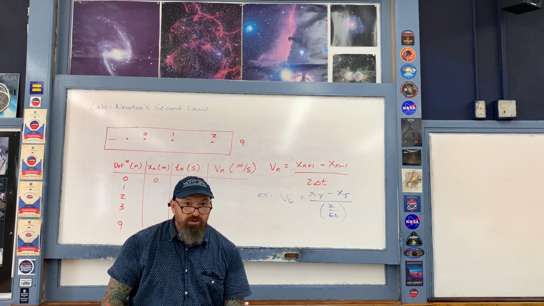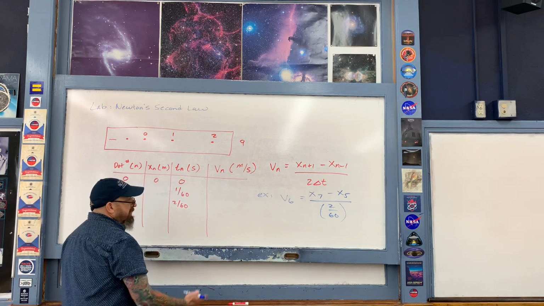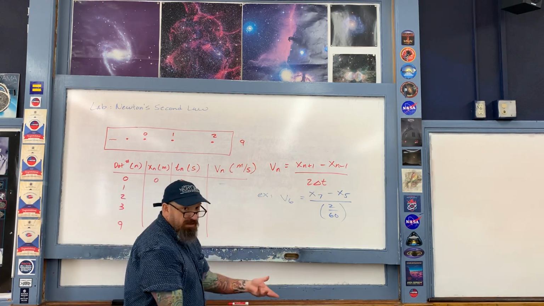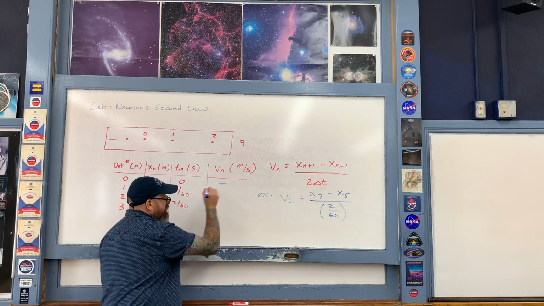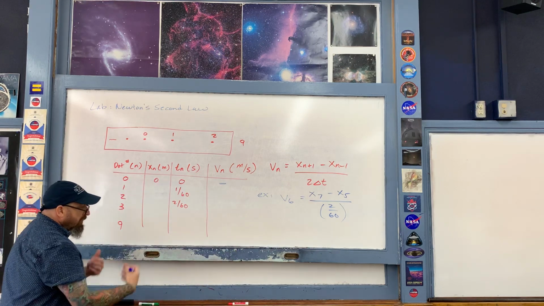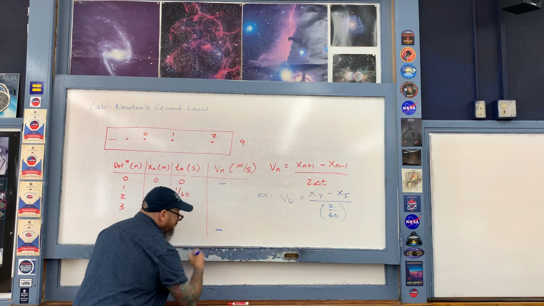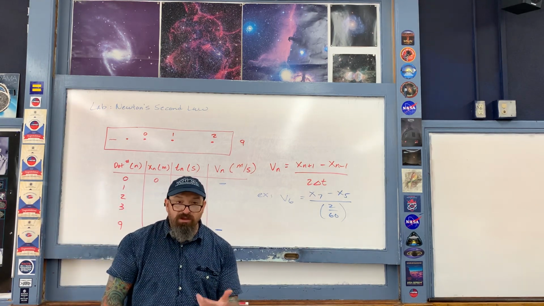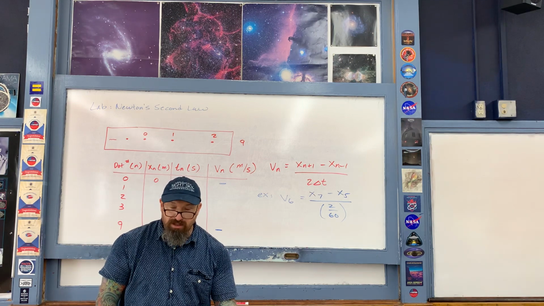So recall that shortcut. Also recall that you cannot use the formula for dot 0, and the reason for that is because you don't have a dot -1. So you just put a slash here on your data table for dot 0, nor can you calculate the velocity at dot 9 using this formula because you don't have a dot 10. So basically you calculate this for dots 1 through 8.